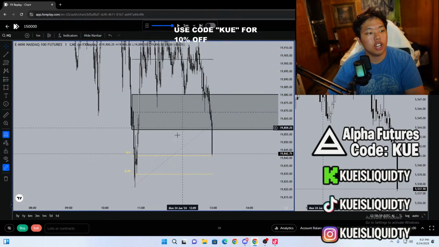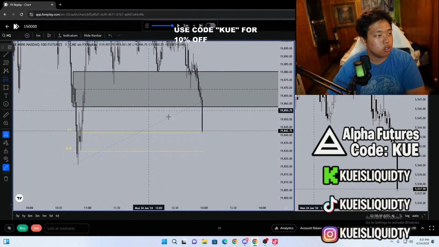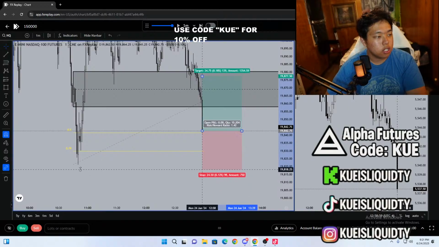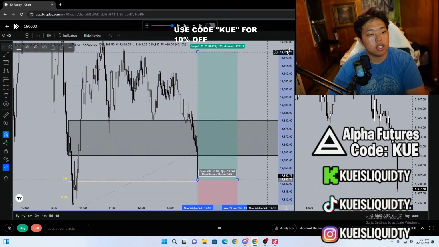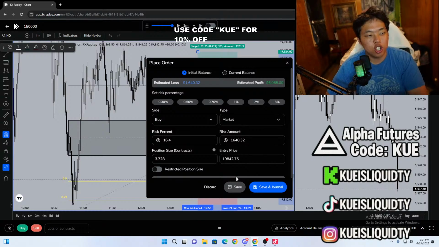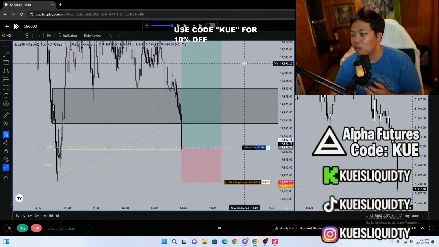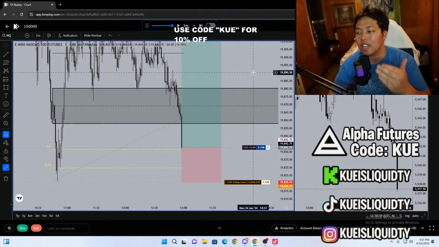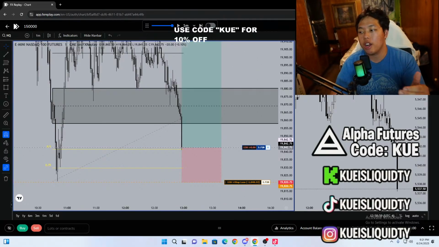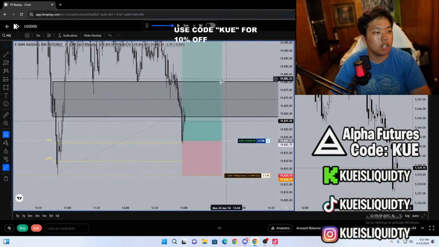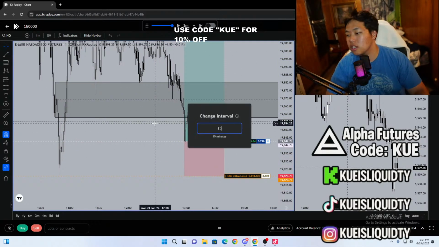I should have just got rid of this limit, but guess what? We come back down to the rejection block. I'll go ahead and enter here and put the stop loss at this low. Right now, I'm just backtesting. I'm seeing what the strategy is all about. I'm backtesting this rejection block theory, this breaker CE theory. That's the whole point of backtesting.